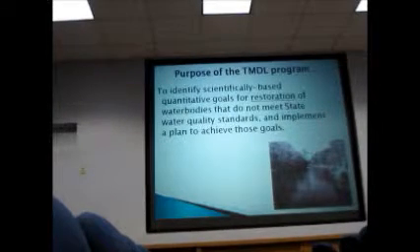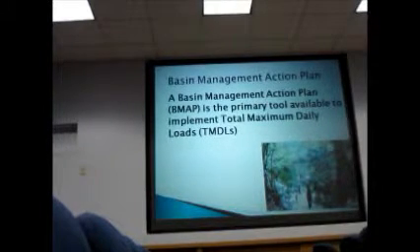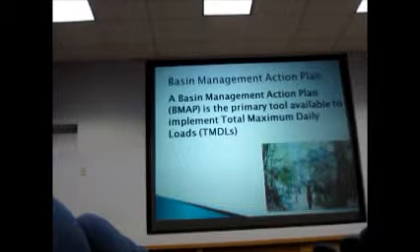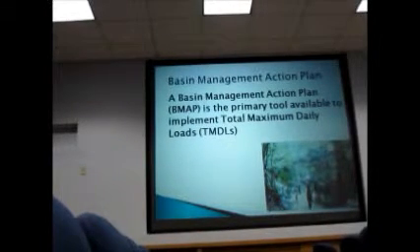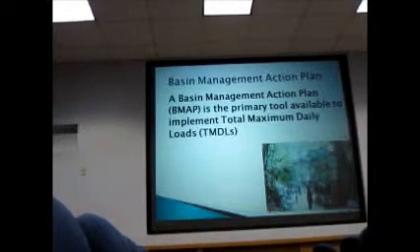So that's the purpose. To do that, you develop a BMAP, Basin Management Action Plan, to implement those total maximum daily loads. A BMAP is, as it says, a management action plan. It's developed by and for stakeholders to come up with projects that can limit whatever the pollutant is. In the case of the Suwannee Basin, it's nutrients. So you have to come up with projects, and we'll talk about those, that will help reduce the amount of nutrients entering the watershed and impacting the river.